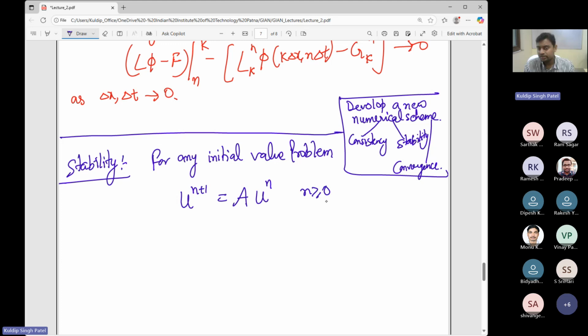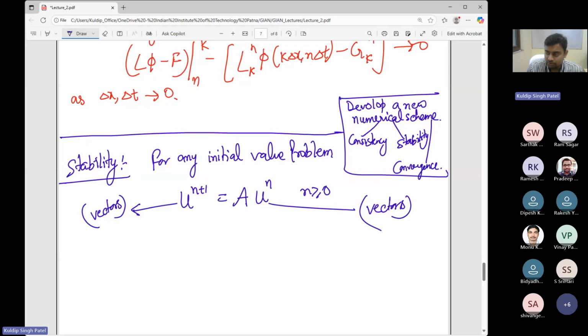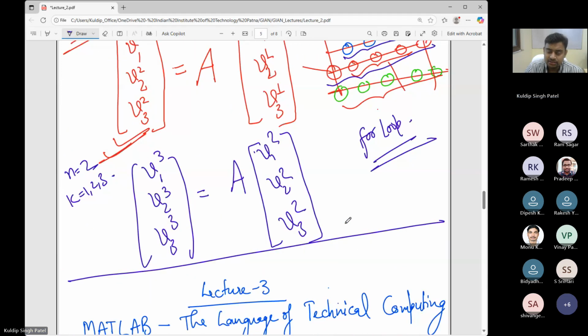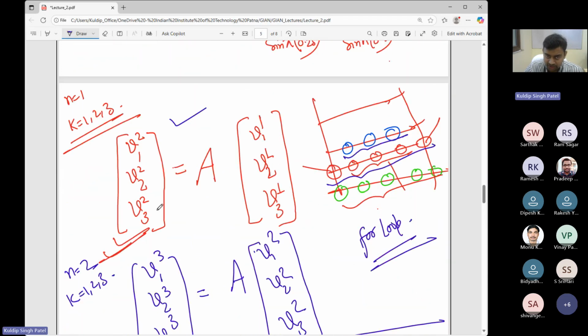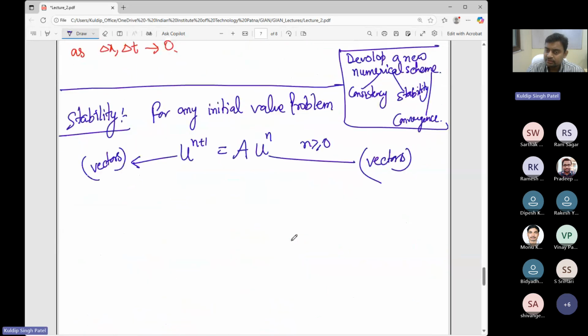And here U^(n+1) and U^n are vectors. This is also a vector, this is also a vector. I hope everyone is comfortable. Now let me go back. Here you see, did you see? This is also a vector equal to A times that vector. Everyone? Yes, sir. Please, is anyone asking something?